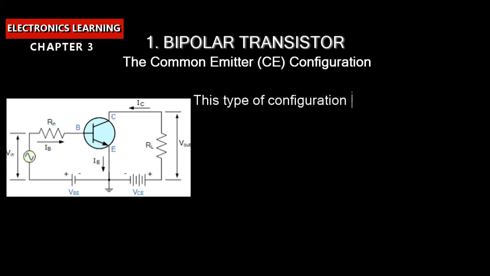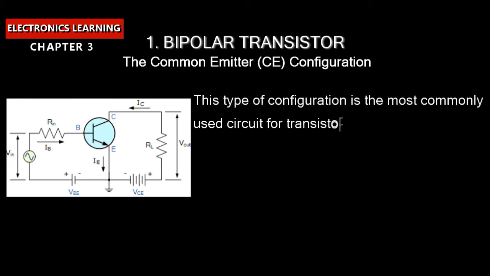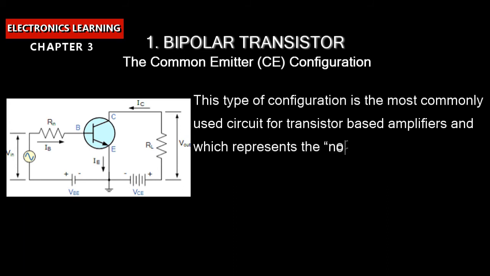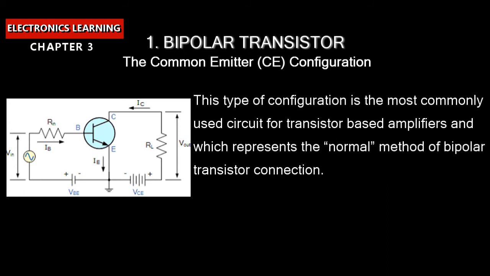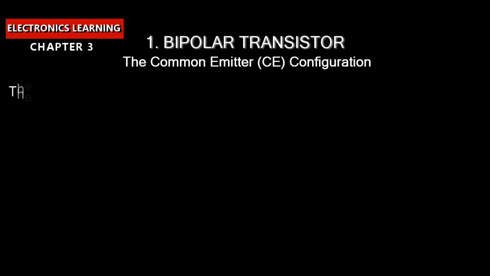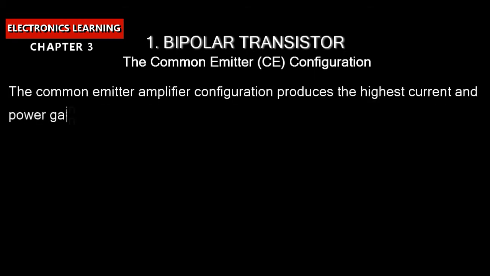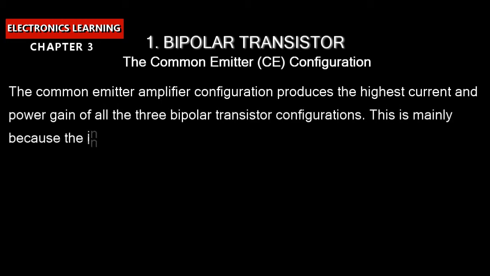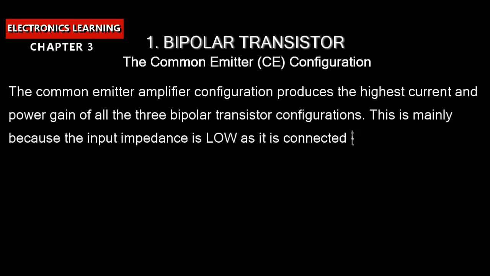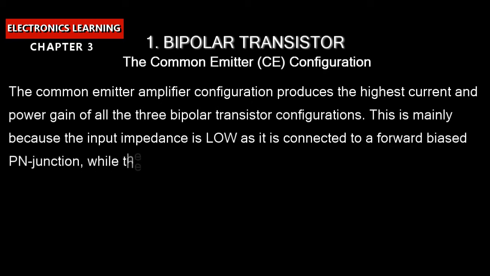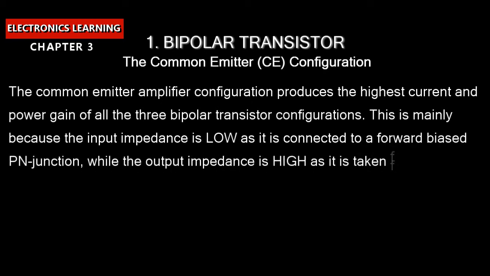This type of configuration is the most commonly used circuit for transistor-based amplifiers, and it represents the normal method of bipolar transistor connection. The common emitter amplifier configuration produces the highest current and power gain of all the three bipolar transistor configurations. This is mainly because the input impedance is low, as it is connected to a forward-biased p-n junction, while the output impedance is high as it is taken from a reverse-biased p-n junction.